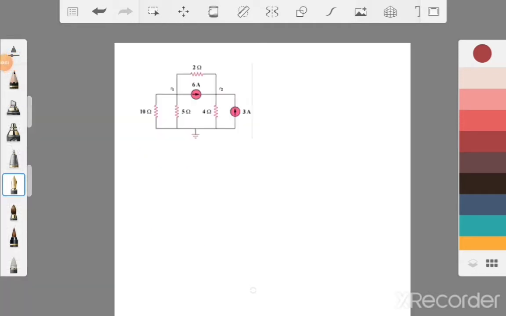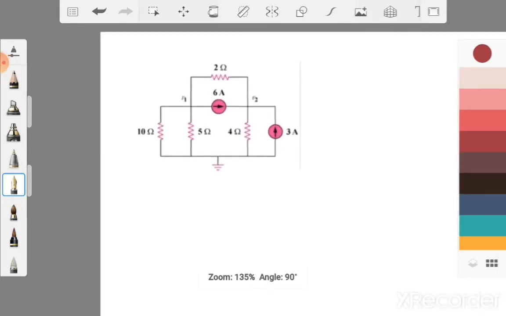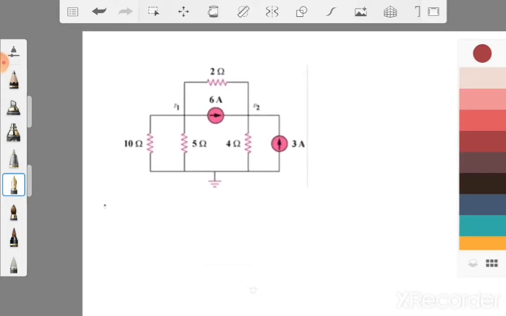Okay, guys? Let's have our example number 1. In this example, we are tasked to find V1 and V2. Right? Find V1 and V2. Pag gumamit ka ng simple Ohm's law dyan at series and parallel resistance, okay, how will you do it? Di ba? Paano mo i-solve yan? Di ba ang hirap, guys?